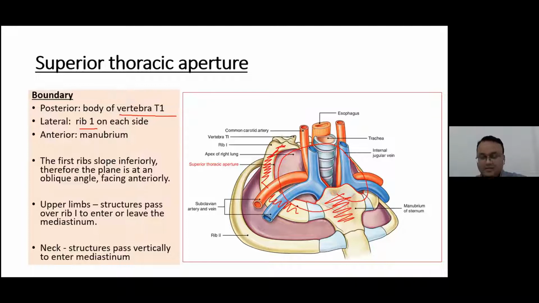So you can imagine that as someone tall going to hug someone very short, all right? So it is making all this orientation. From this opening, structures are passing in and out, right? Structures are passing in through the neck. If it is directly from the neck, it is going to come down more vertically towards the mediastinum. It is going to get into the center part, directly into the mediastinum.